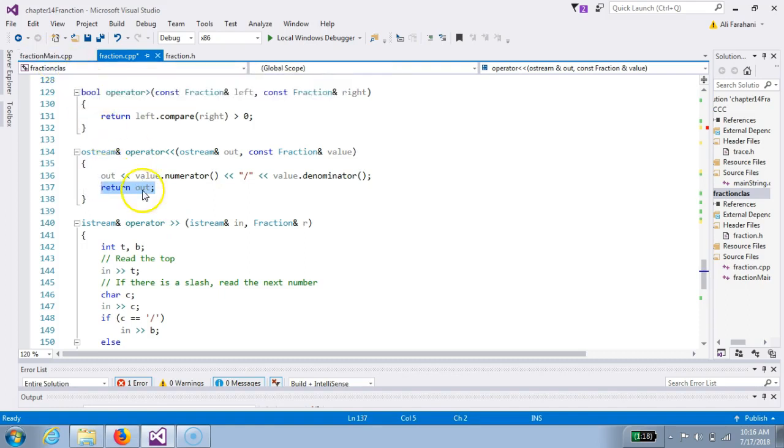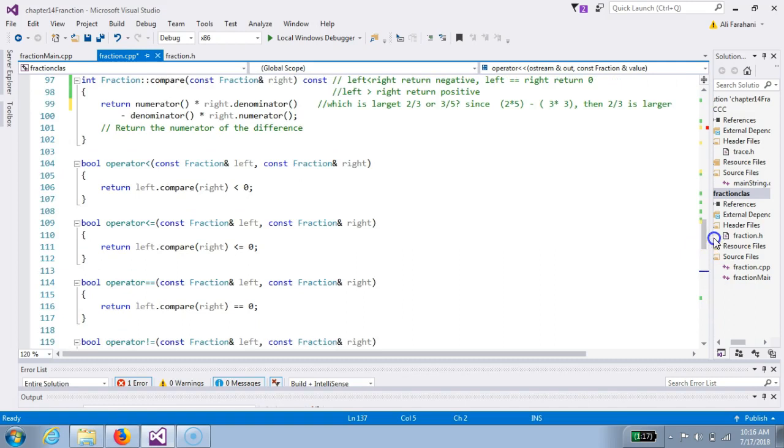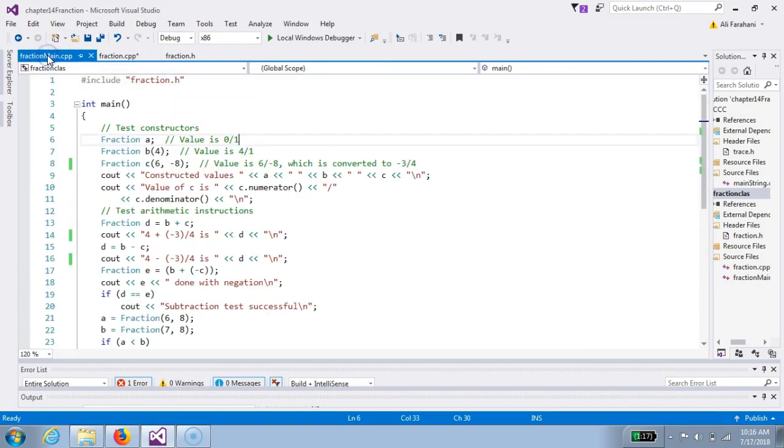Right? And then the input operator, you can look at it, not as important. I mainly want you to look at the output operator. Let's go to main. Here is the main function that tests the fraction. So we are creating a fraction a. The default constructor kicks in, so it will be 0 over 1. That's the fraction that's going to be created. So a is equal to 0 over 1. The fraction with one parameter, 4 is passed, so that will create 4 over 1. So b here is equal to 4 over 1.